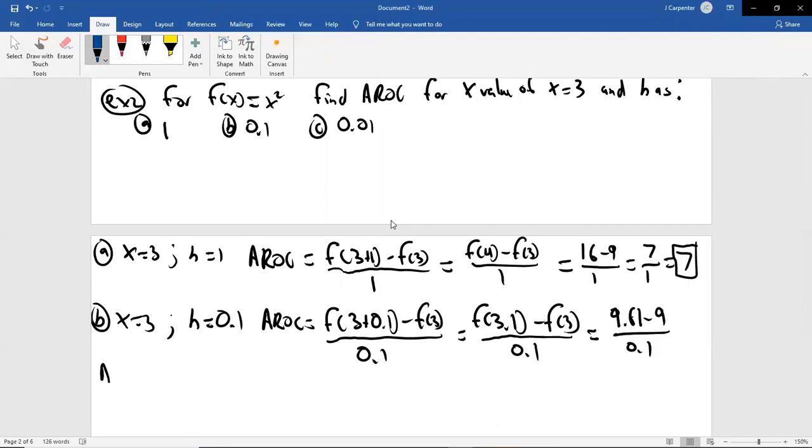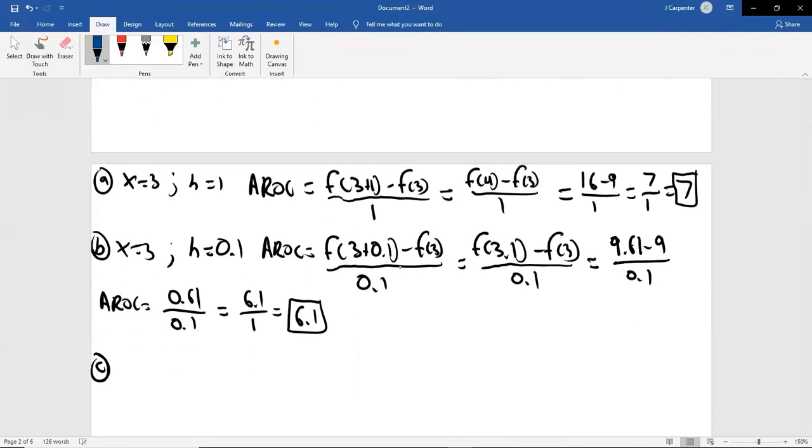I need to continue this down here. 9.61 minus 9 is 0.61, so that's 0.61 divided by 0.1. Now, you should not need a calculator to do this. You are calculus students. You should know how to do decimal divisions. This is the same thing as if you move each decimal right once, 6.1 divided by 1, which is 6.1. So that says the slope of a secant line from 3 to 3.1, very close together, is 6.1.